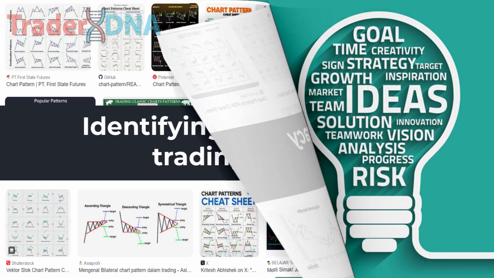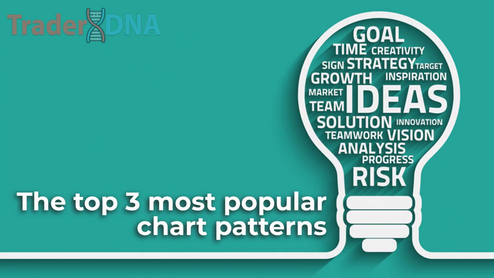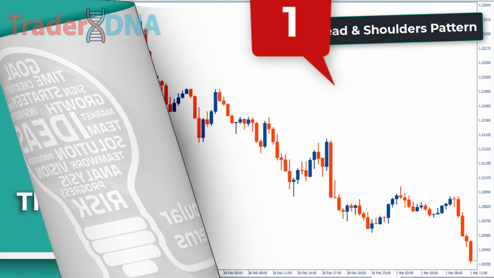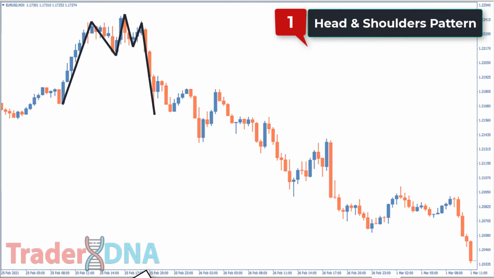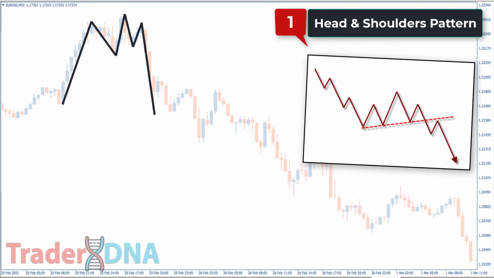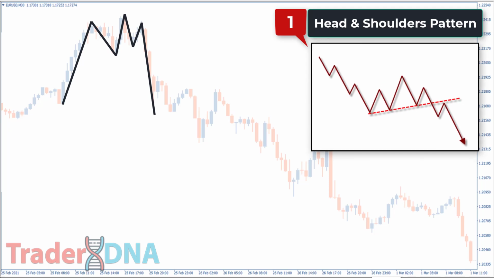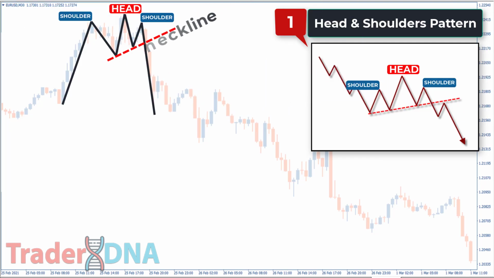The top 3 most popular chart patterns in trading are: first, head and shoulders pattern. This is a reversal pattern that indicates a potential change in trend. It consists of 3 peaks: a higher peak, head, flanked by 2 lower peaks, shoulders. A neckline connects the lows of the 2 shoulders. A breakdown below the neckline after the formation confirms a bearish trend reversal.